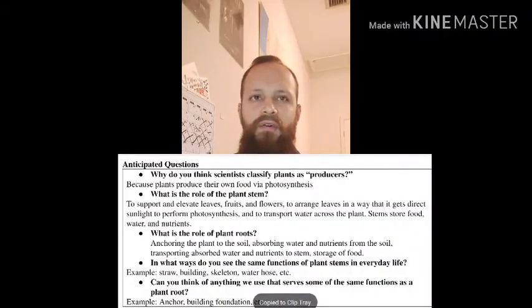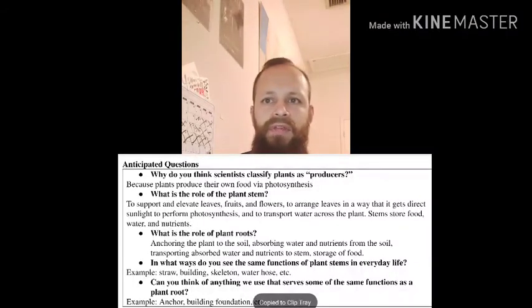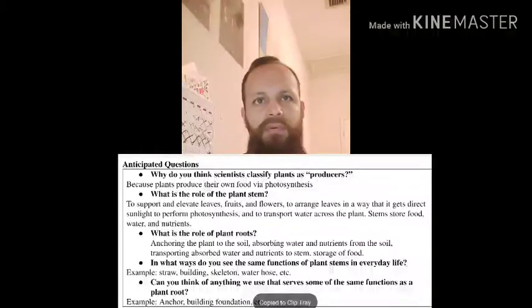We have indicated questions. Why do you think scientists classify plants as producers? What is the role of the plant stem? What is the role of plant roots? In what ways do you see the same functions of plant stems in everyday life? Can you think of anything we use that serves some of the same functions as a plant root?